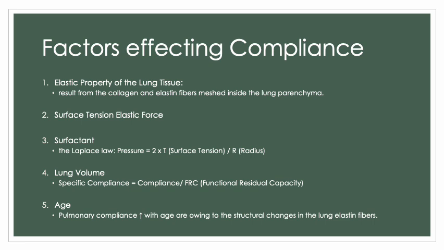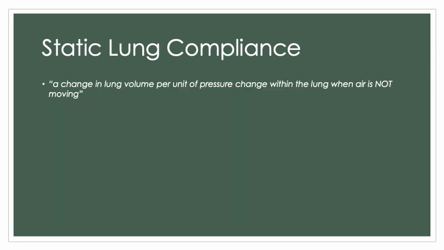Next, moving on to lung volumes. So specific compliance is equal to compliance divided by FRC. And I would advise you to go back a couple of slides and look at that chart with the inspiratory and expiratory flow volume loop, and realize that when there is increased compliance, it takes less force to inflate the lung and vice versa. Next, the last factor affecting compliance of the lung is age. This factor minimally influences compliance, but pulmonary compliance increases with age because of structural changes in the elastin fibers.